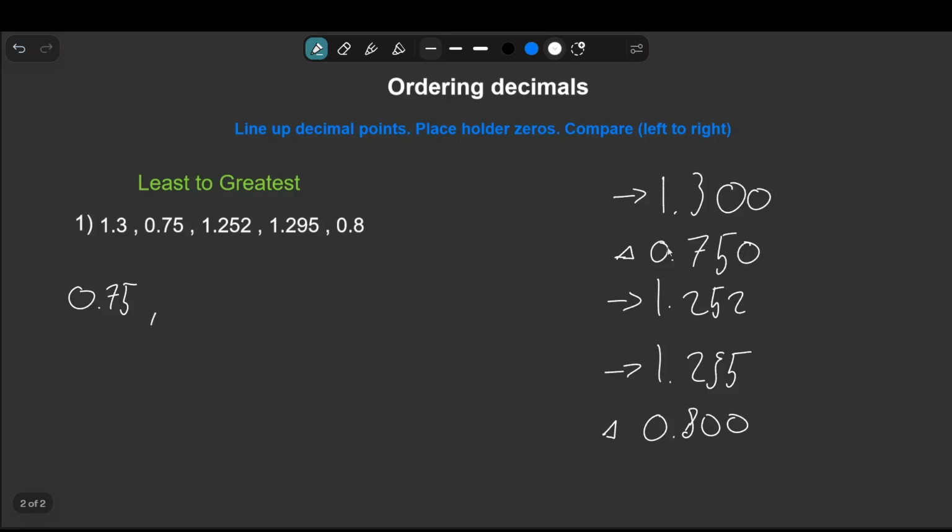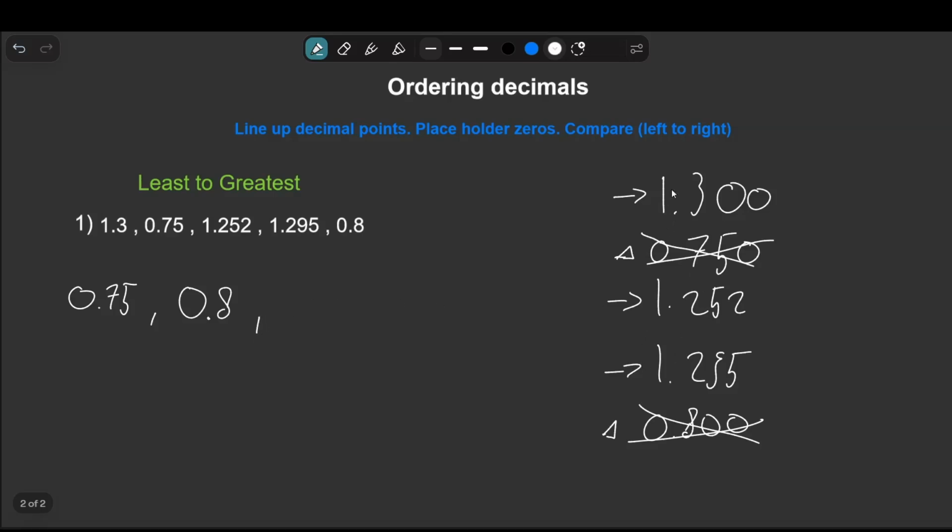Now we look again. You can just cross this one off like this if you'd like. We have one left with 0 and the other ones are a 1. So of course the 1 is bigger than the 0. So this comes after the 0.75. So we get 0.8. As you can see, I didn't put the placeholders because we weren't given the placeholders and we just put them to make it easier for ourselves. Okay, now we have 3 left.